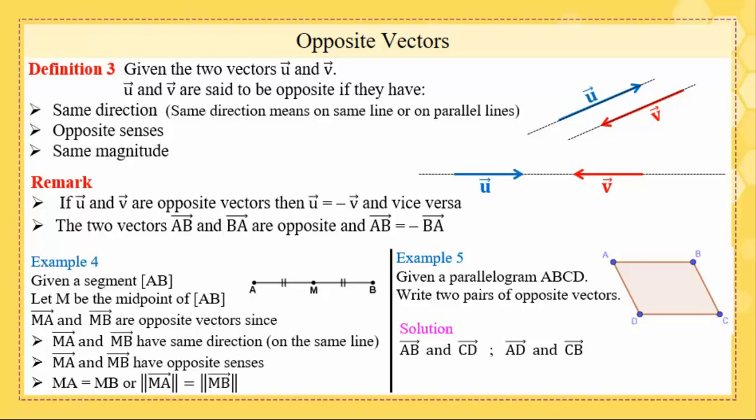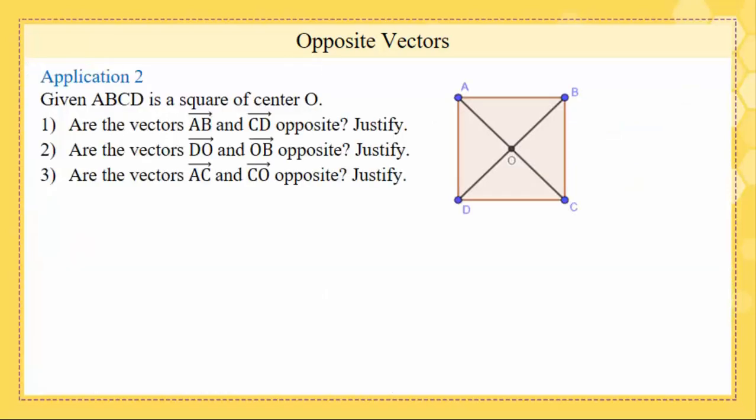Also AD and CB are opposite vectors because they have the same direction, same magnitude, but opposite senses. Application 2. Pause the video for another 5 minutes and try to solve this application alone. In this application, you have ABCD is a square of center O.